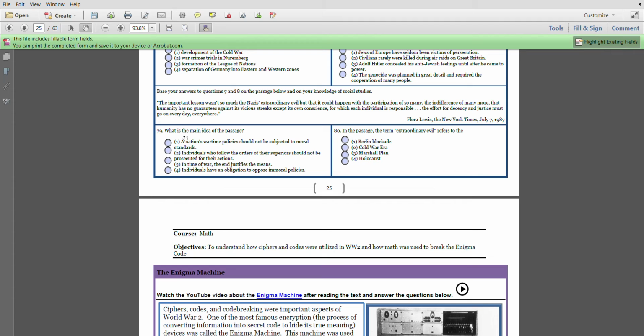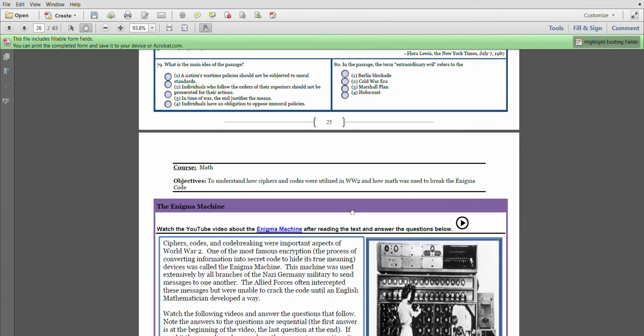Question 79. What is the main idea of that passage? 1. A nation's wartime policy should be subjected to moral standards. 2. Individuals who follow the orders of their superiors should not be prosecuted for their actions. 3. In time of war, the end justifies the means. Or 4. Individuals have an obligation to oppose immoral policies. 80. In the passage, the term extraordinary evil refers to the Berlin Blockade, the Cold War era, the Marshall Plan, or the Holocaust.